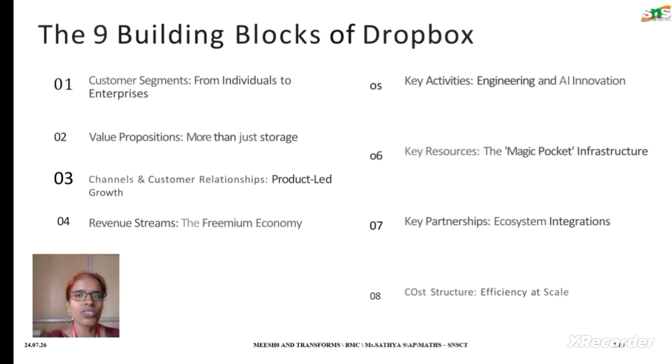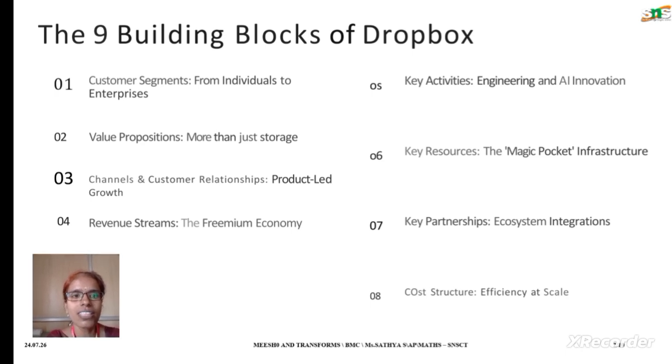The third thing is channels and customer relationships. Here we are going to have product-led growth. The fourth one is revenue streams. Here we are going to have the premium economy. The fifth one is key activities. Here we are going to have engineering and AI innovation. Based on that we are going to have the activity. The sixth one is key resources. Here we are going to have the magic pocket, the infrastructure. The seventh one is key partnerships, that is ecosystem integrations. And the last thing is cost structure, which is efficiency at scale.